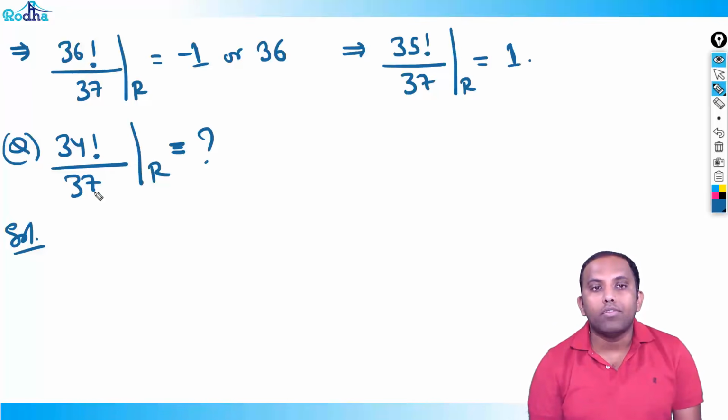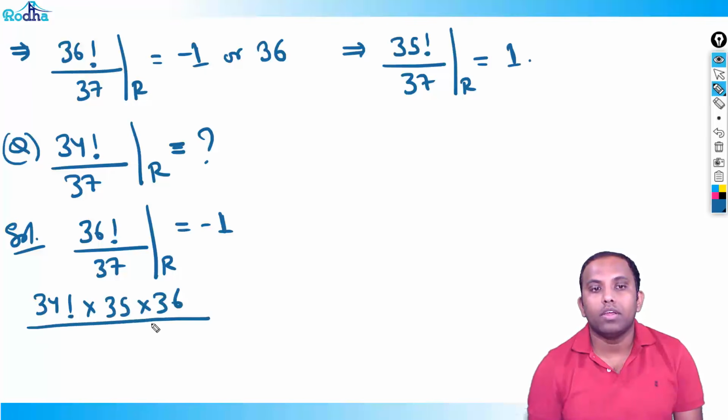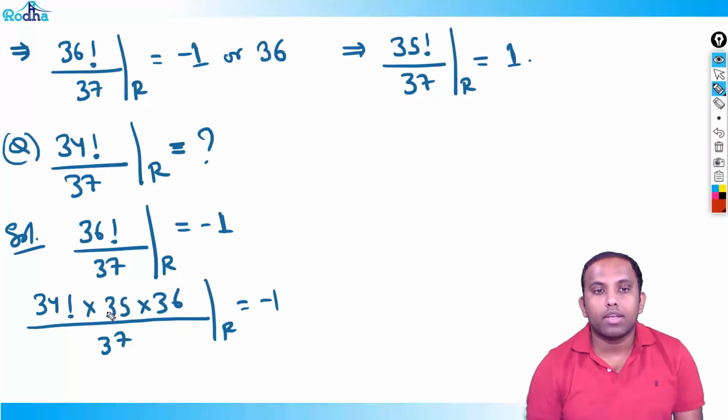Because I know that if it was 36 factorial here, then the answer was minus 1. But here it is 34 factorial. So I know that for 36 factorial by 37 the remainder is minus 1, but I want 34 factorial. So I can write 34 factorial into 35 into 36, and the remainder is minus 1. Now, what is the remainder of 35 by 37? Minus 2. And 36 by 37? The remainder is minus 1.